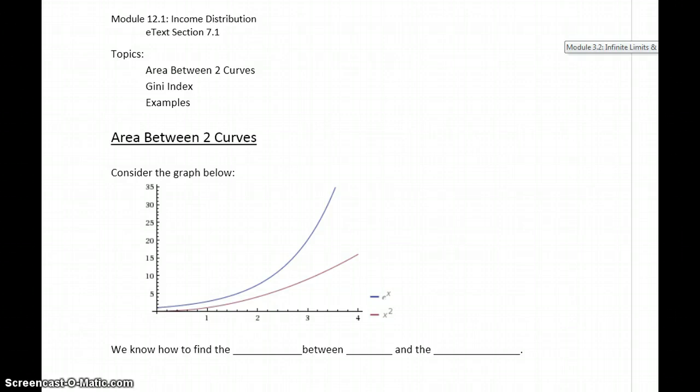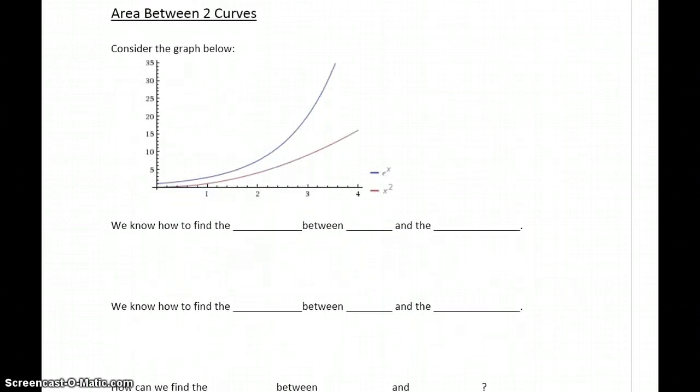So the first thing we want to look at as we work towards these income distribution problems is we want to set up the idea of how we find the area between two curves. So given our two functions here, e to the x, which is in blue, and x squared, which is in red, let's say we wanted to look at the area under these curves between 0 and 3.